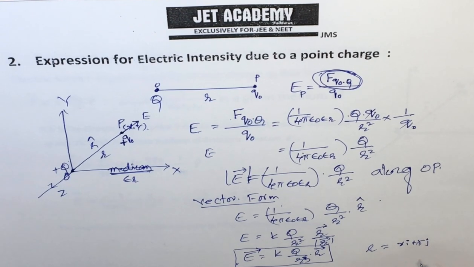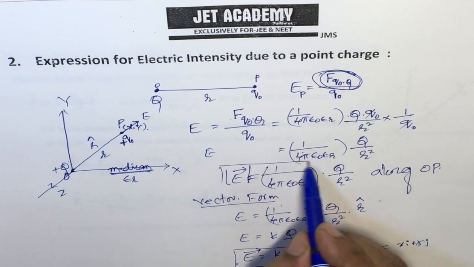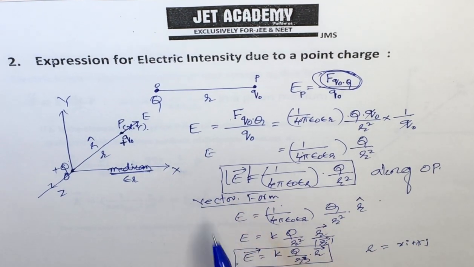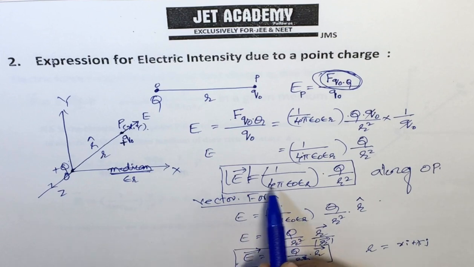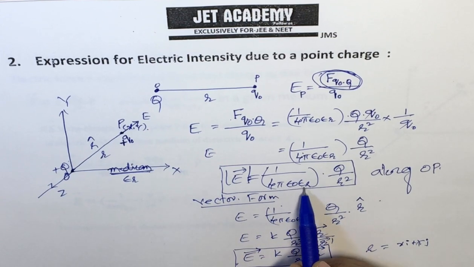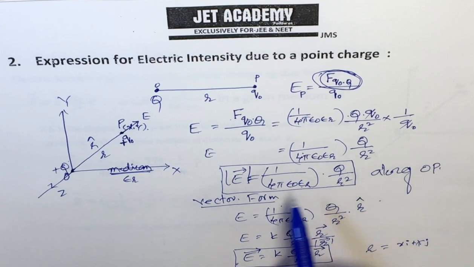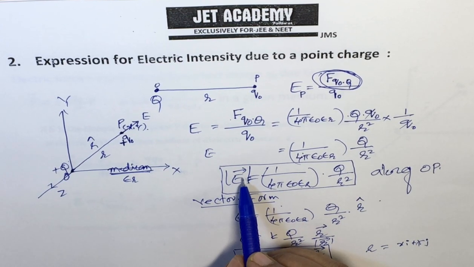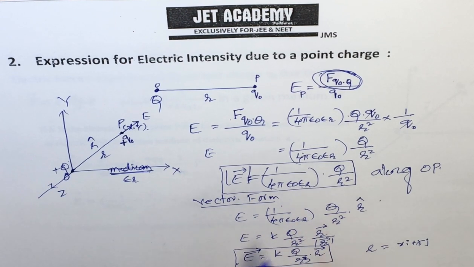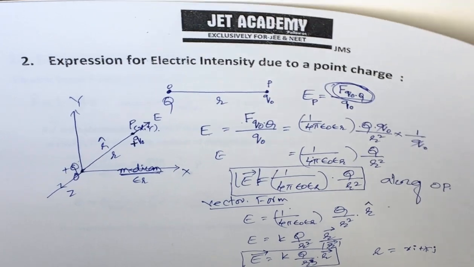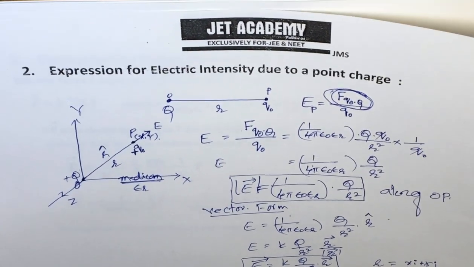In three dimensions it is x i, y j, z k, and in a simple one dimension along the line joining the two charges, the magnitude is 1 upon 4 pi epsilon naught epsilon Q by R square. Here Q naught will not play any significant role in deciding the magnitude of electric intensity. This is the expression we have to derive, and the main thing is understanding the concept. This is what we are going to derive in the NCERT board exam.